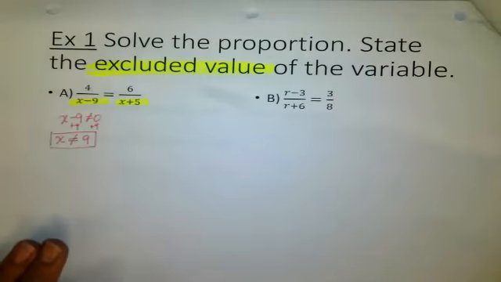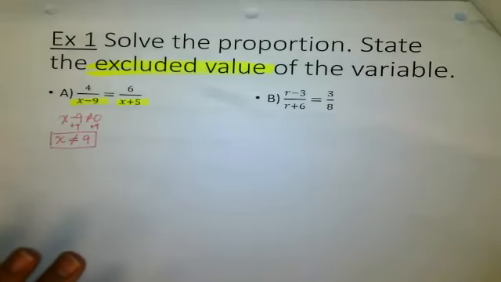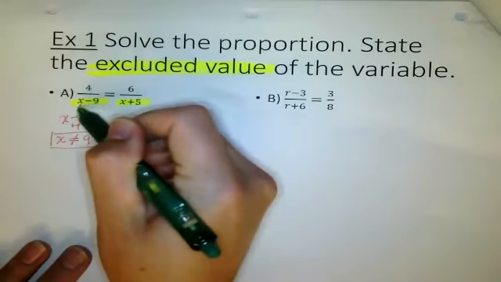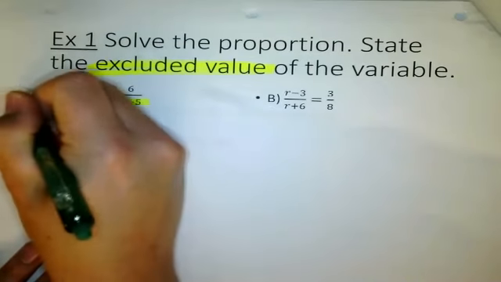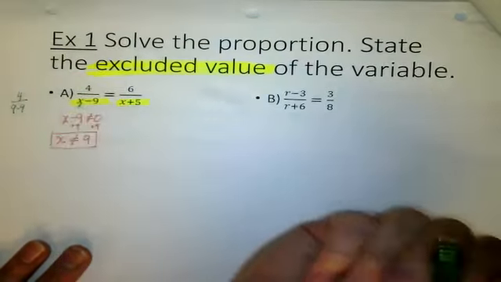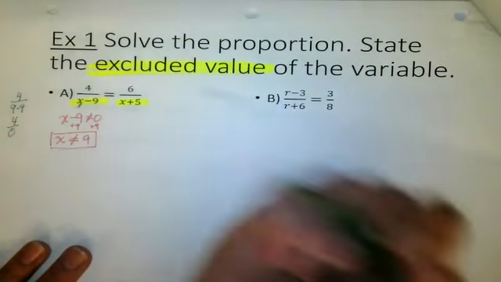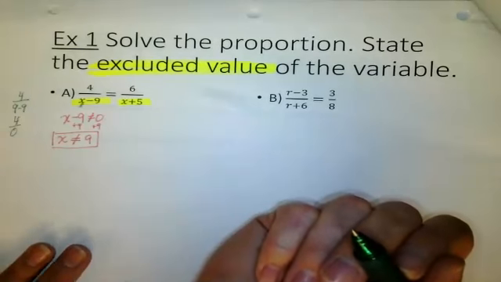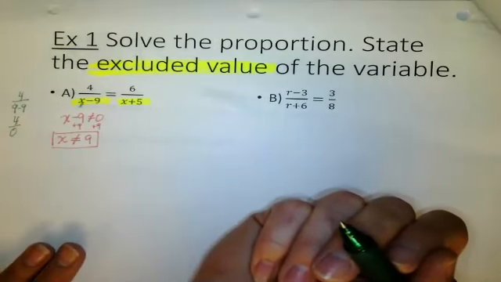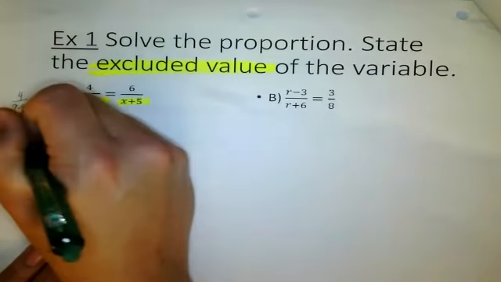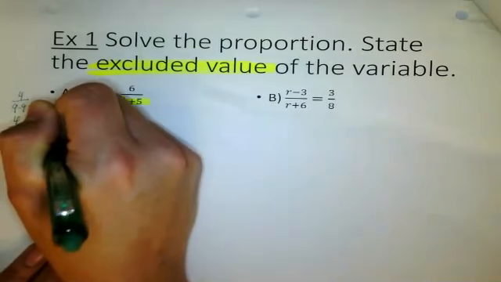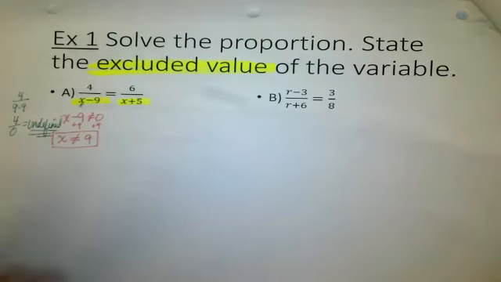That's one excluded value. And the reason it's excluded is because if I plug that 9 back in for x right there, we would have 4 over 9 minus 9. What is 9 minus 9? 0. And 4 divided by 0, what happens when the 0 is under? When the 0 is under, it's undefined. And that's my favorite saying. When the 0 is under, it's undefined. Undefined means it cannot happen.